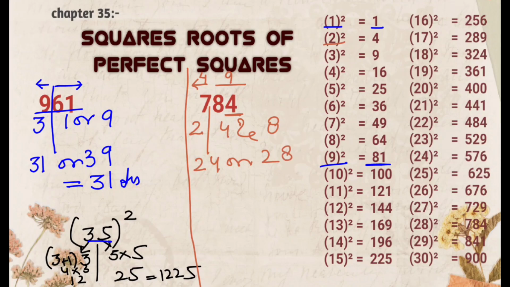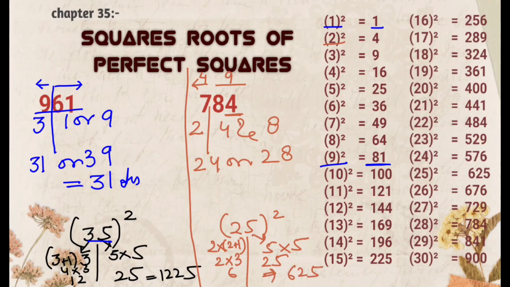Here also we have to use the same method. In order to find out which number is the square root of 784, we will take the square of 25. Here also we'll make a partition. So 2 multiplied by 2 plus 1, and in the second partition 5 multiplied by 5. So 2 multiplied by 3 we get 6, and here 25. So we get 625 as the answer. Now as we can see, 625 is smaller than 784. So the answer will be a bigger number, that is 28.